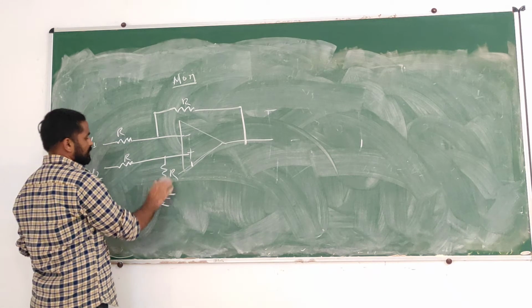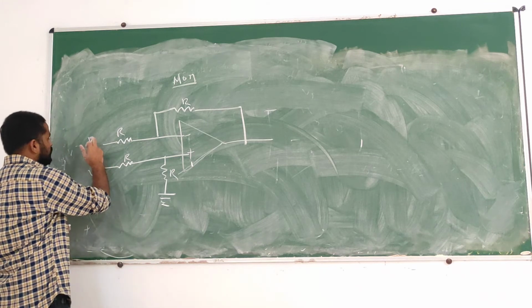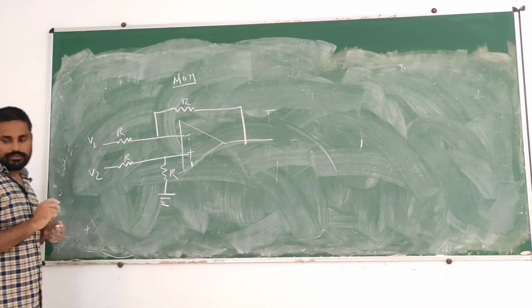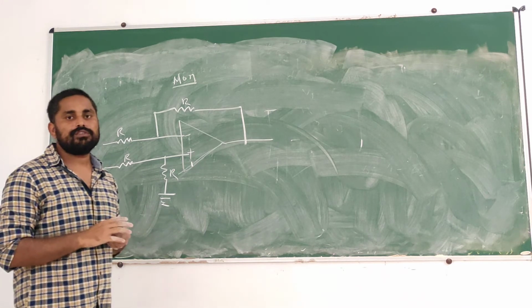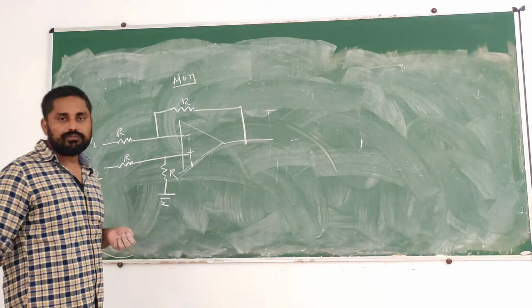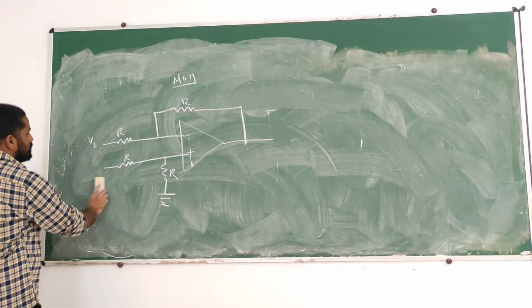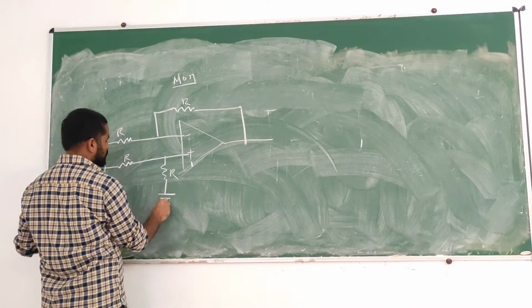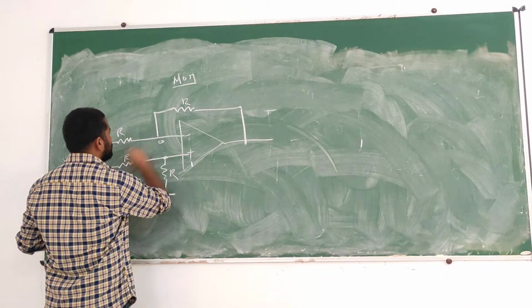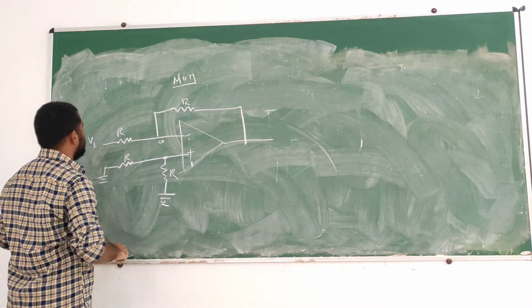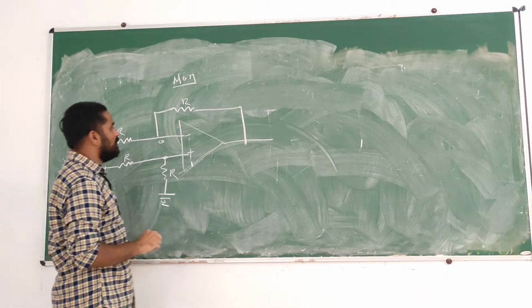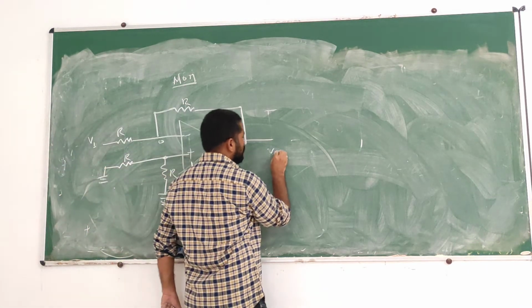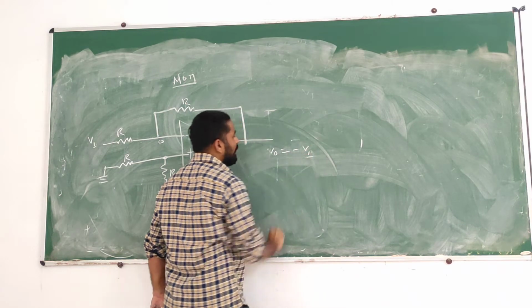Now there are two voltages, V1 and V2, so we need to apply the superposition theorem. For applying the superposition theorem, what do you need to do? Just ground this terminal. If you ground this, there will be no effect. This is grounded, this is 0 volt. When you get 0 volt here, this is nothing but your inverting amplifier, and you get V0 equal to minus V1.